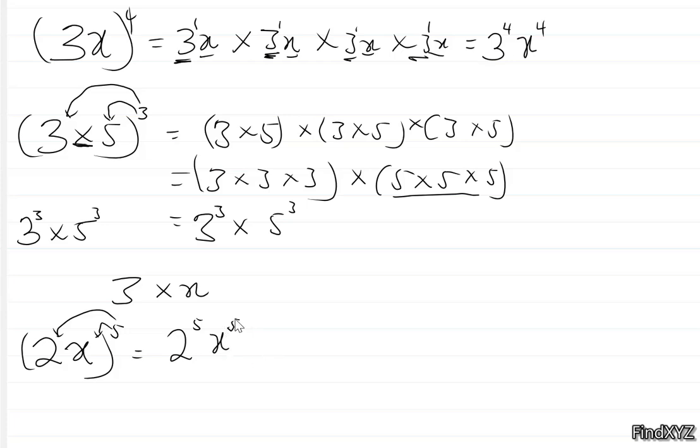So in conclusion, we can summarize this as ab to the power of n can be written as a to the power of n and then b to the power of n. So anytime we have a product of two terms and an exponent, you can distribute the exponent to the terms.